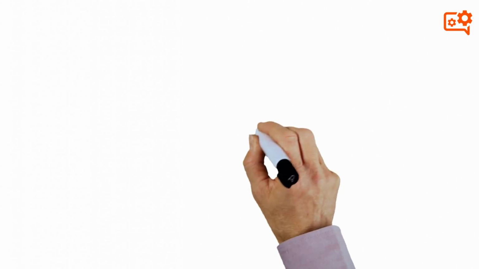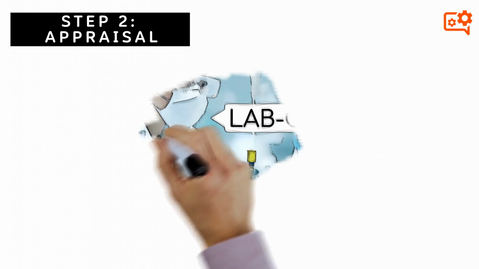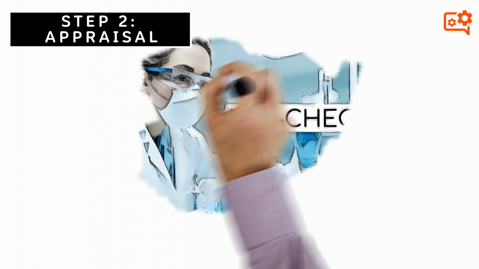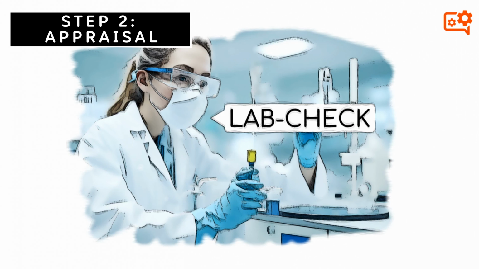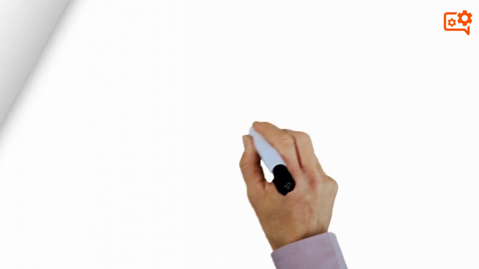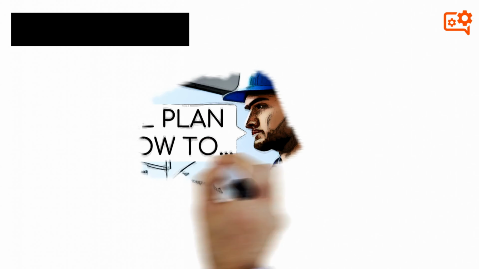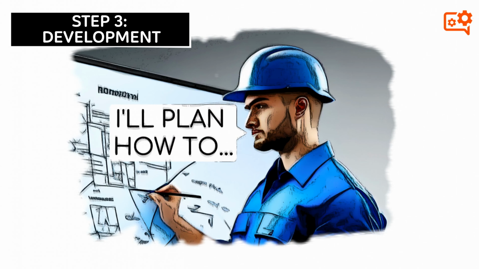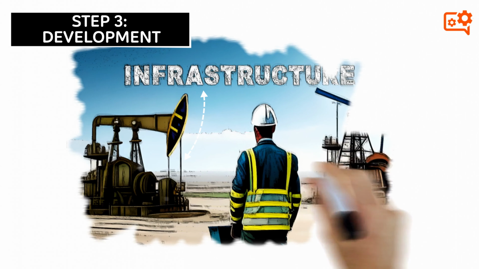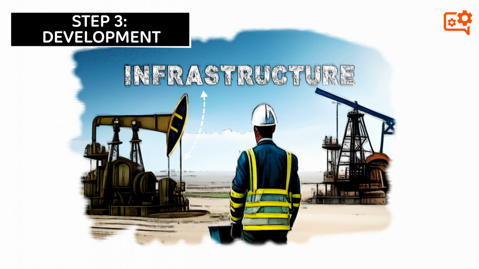The next step is appraisal. This step involves further exploration to determine the extent and size of the reserves, and to assess their economic viability. After that, it is time for development. It covers constructing the necessary infrastructure to extract oil and gas from the reserves. Typically, it includes drilling wells, building platforms, and laying pipelines to transport the oil and gas to processing facilities.